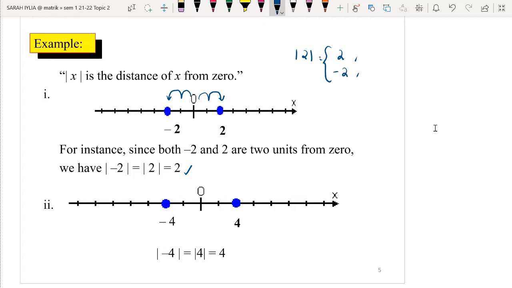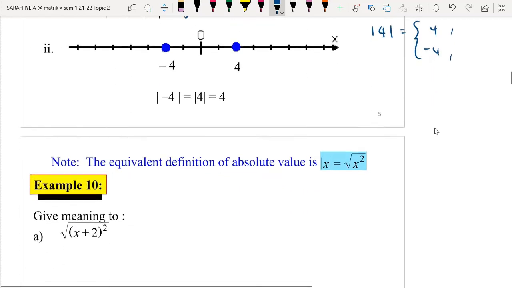Samalah untuk the second example. If we have absolute value of 4, it's basically 4 or negative 4, depending on which direction we choose. Kalau dia bergerak ke arah positif, ke arah kanan, maksudnya dia akan jadi positif 4. Kalau dia bergerak ke arah negatif ataupun ke arah kiri, maksudnya dia akan jadi negatif 4. But our distance is still 4 here. Okay, itu maksudnya absolute value.